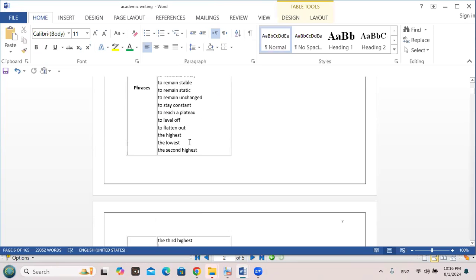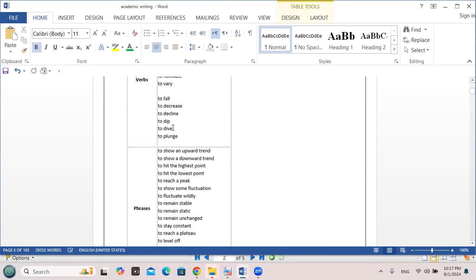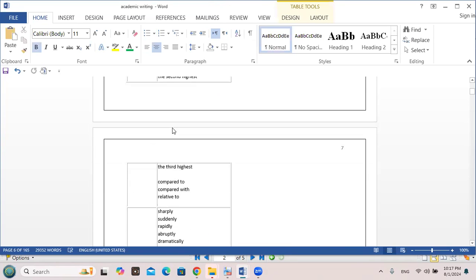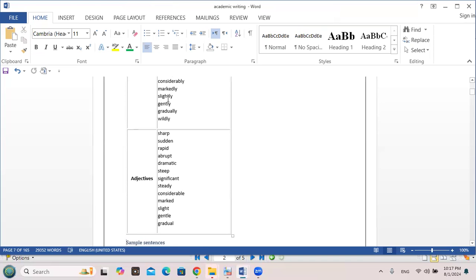So here we have some phrases. But what I meant here is, I can say a sharp increase, a sudden decrease, a rapid rise. But if I'd like to use it as a verb, I will say, for example, increased sharply, or fell suddenly, or rose rapidly, or declined dramatically. Whatever it is, we should know that before adverbs, we use verbs, and before nouns, we use adjectives.